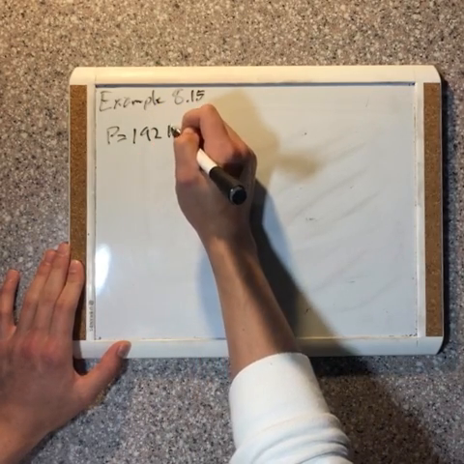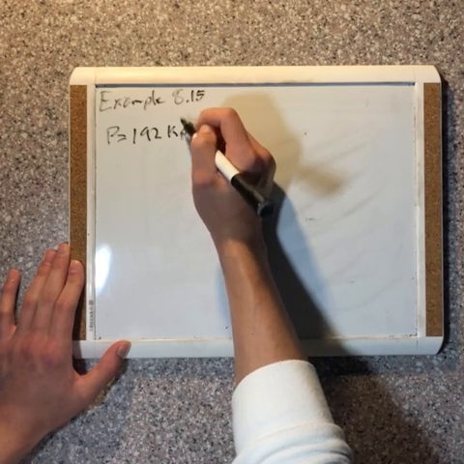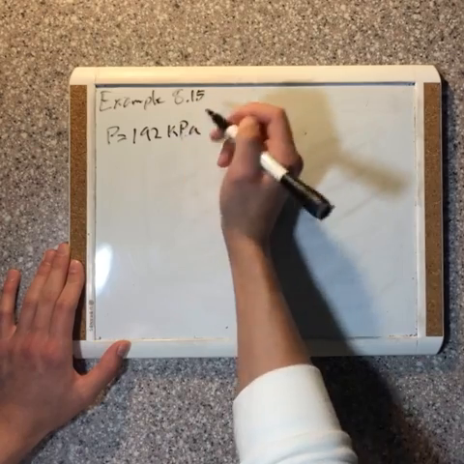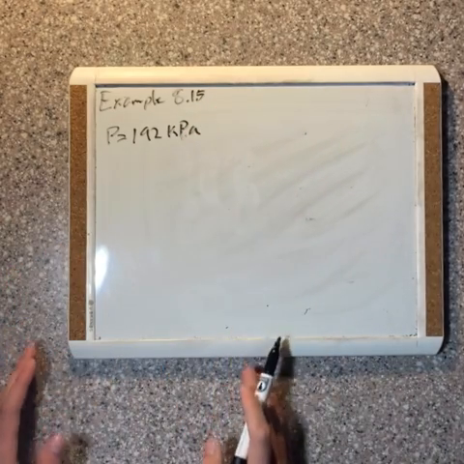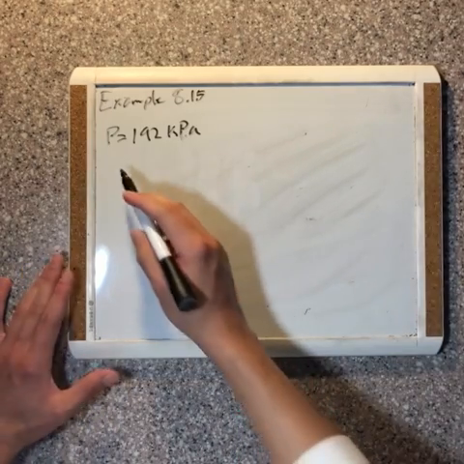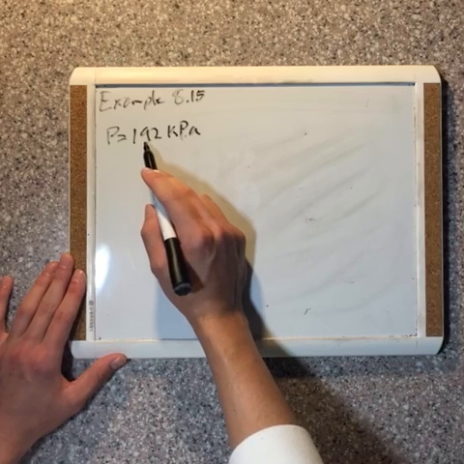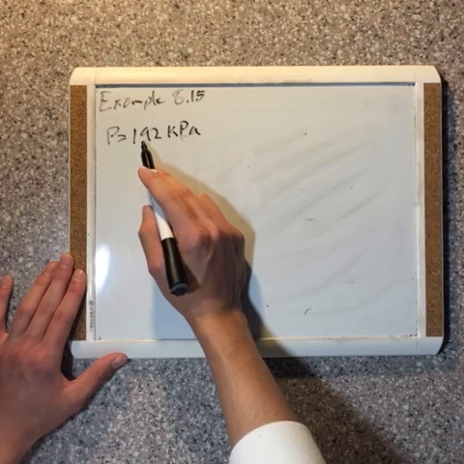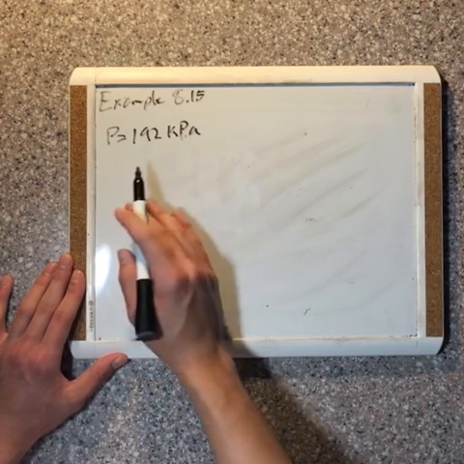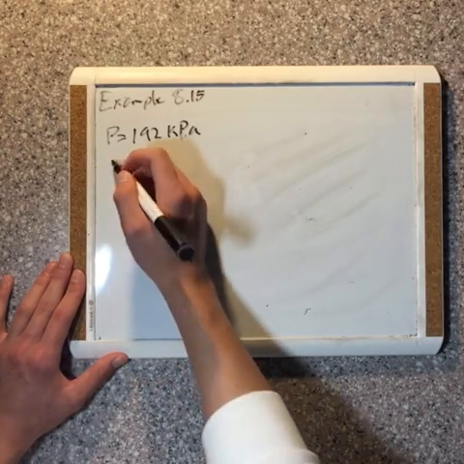192 kPa. It should be capital. There you go. So that's roughly 1.9, 1.8 atmospheres, somewhere in that region. And we're going to calculate the partial pressures of each of these gases.